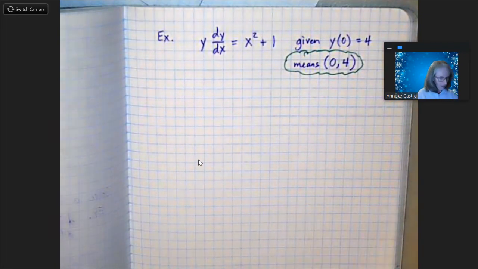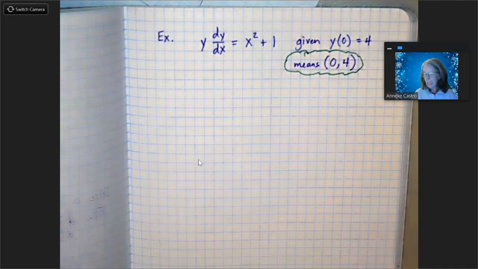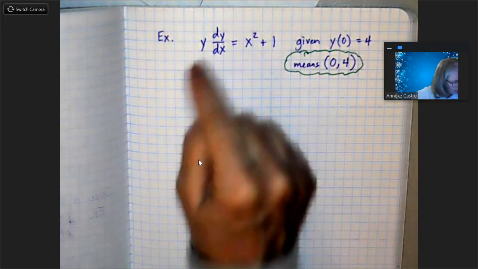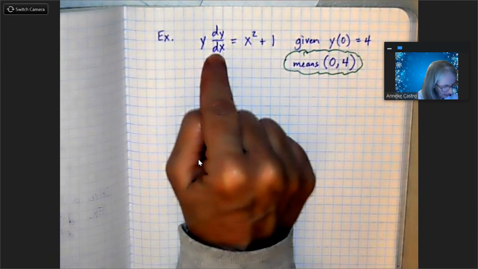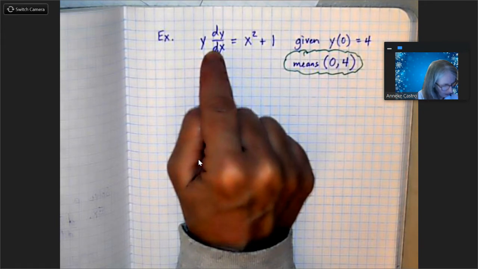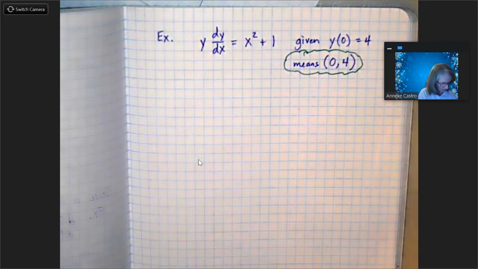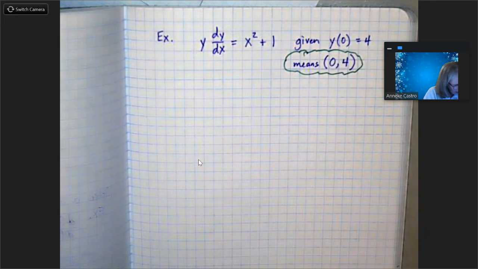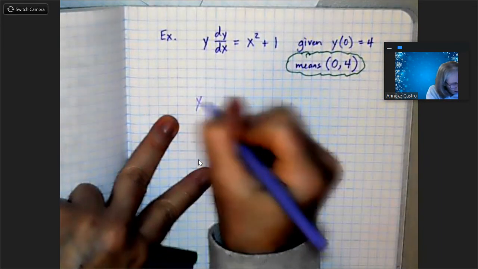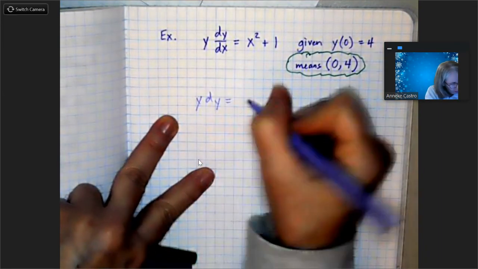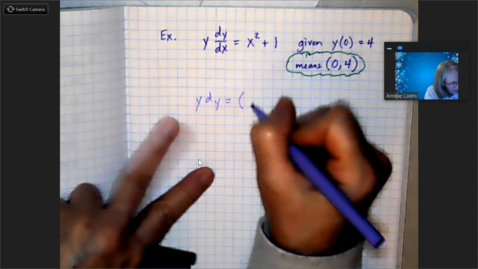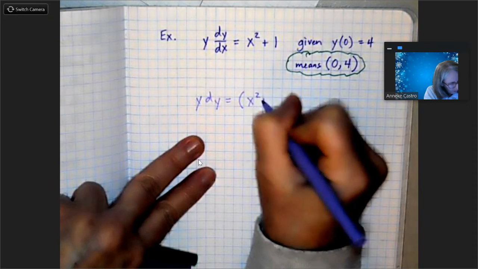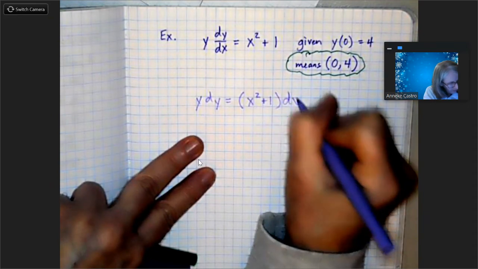All right, so just like we did on the previous problem, we need to get all of our letters to like sides. So I'm going to leave my y's on this side. Look, I have y dy over here. I just need to get rid of the dx. So I'm going to multiply both sides of the equation by dx. So the dx is going to end up over here. Okay, so we're going to end up with y dy is equal to, notice when I bring the dx over here, everything here gets multiplied by the dx. So I have (x squared plus 1) dx.